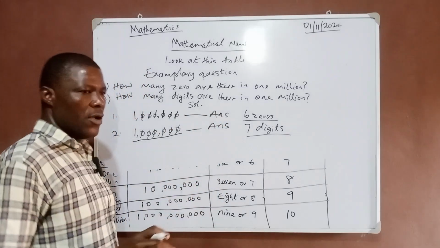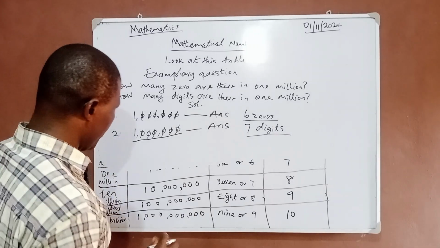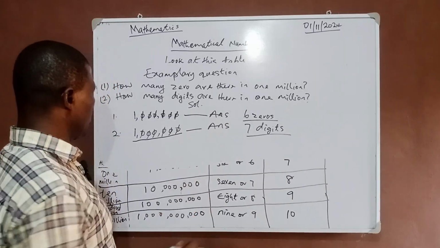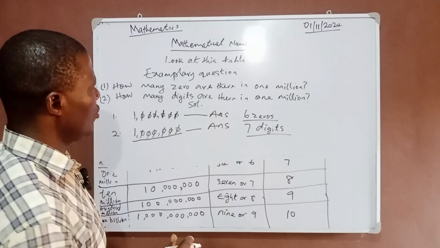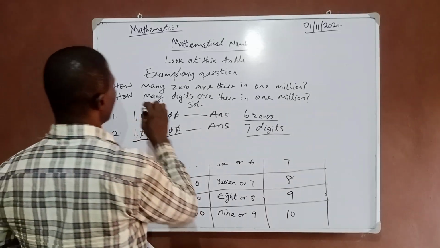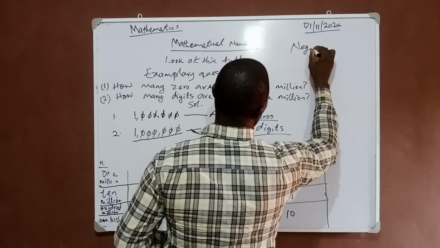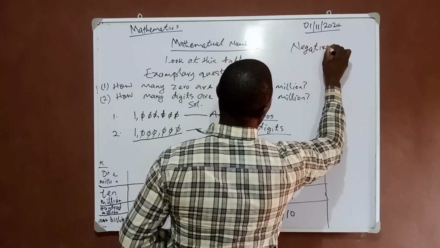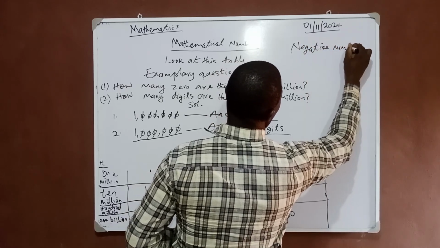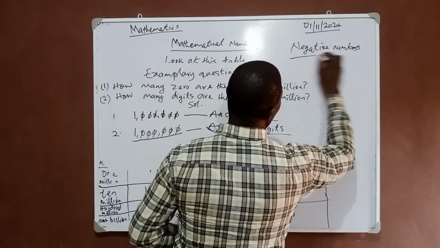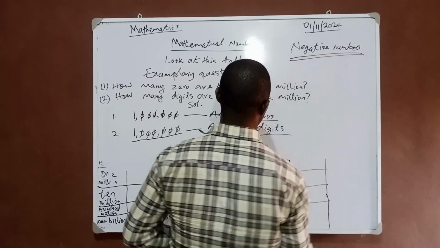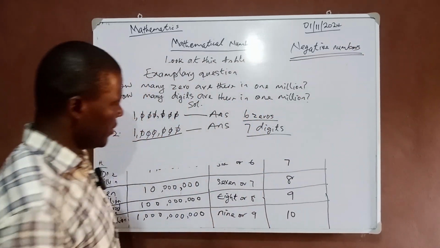So this is where we are going to draw the curtain. In the next edition of our class, we are going to treat negative numbers that we wrote before. Negative. We are going to treat negative numbers in our next class.